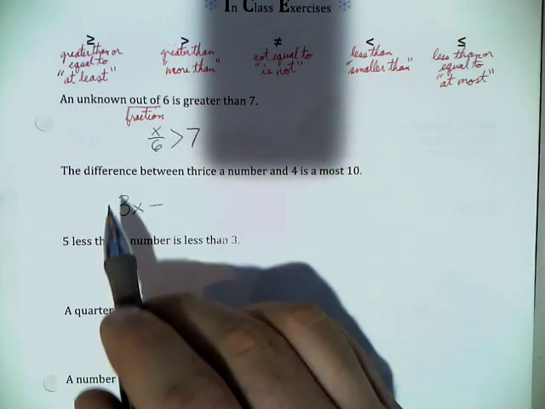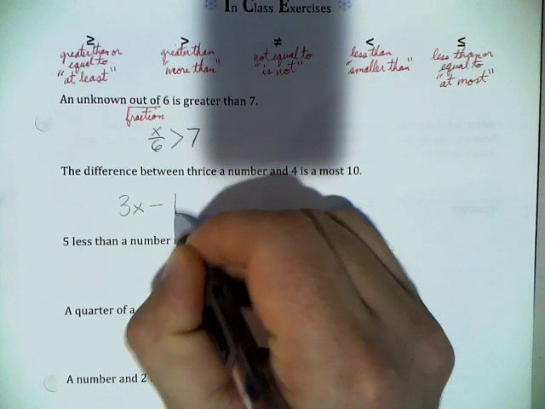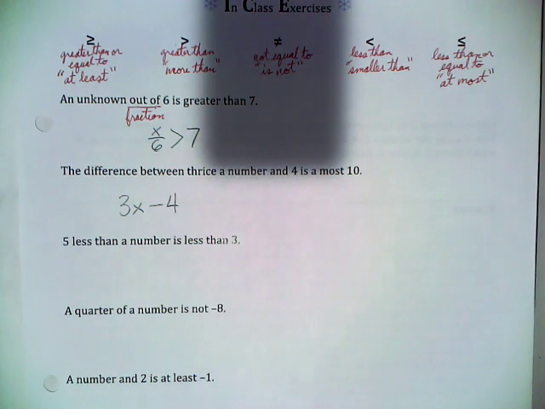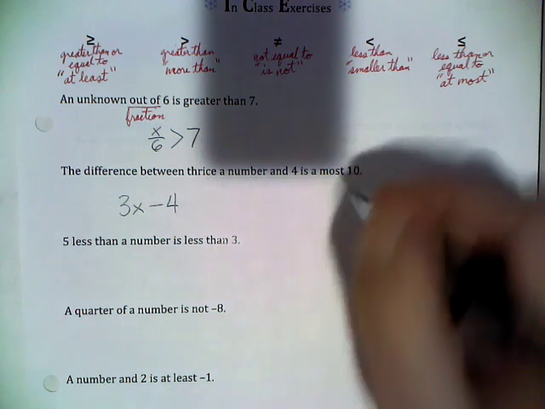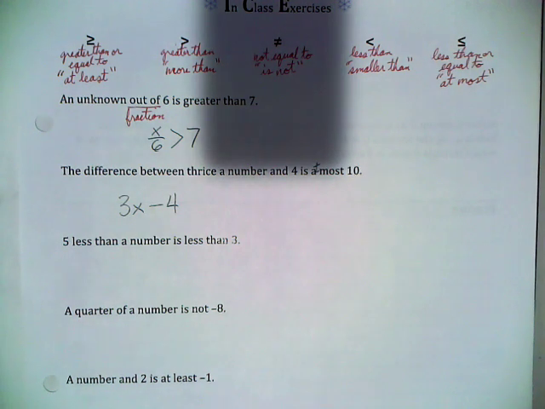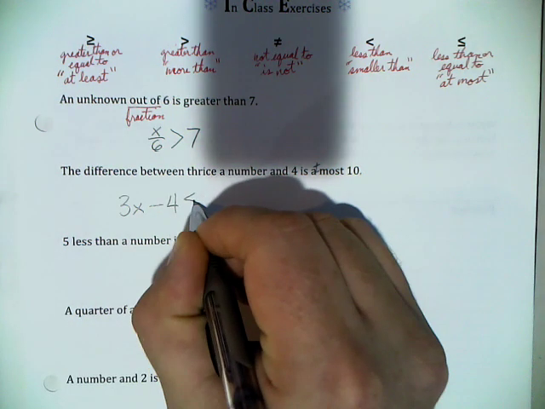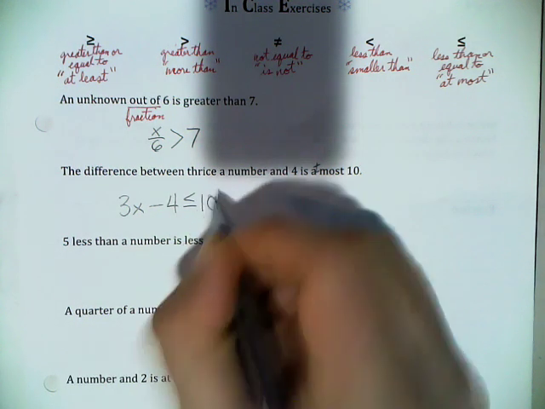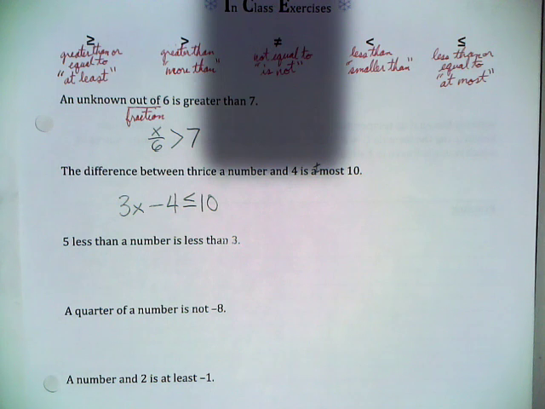So the difference between thrice a number and 4, the other part of this is 4, is at most, oops, sorry, I had a little typo there. That should have been at most. I hope that didn't mess you up too much. So is at most 10. At most means that all the rest of these numbers are less than or equal to 10. 10 is the most that it can be.